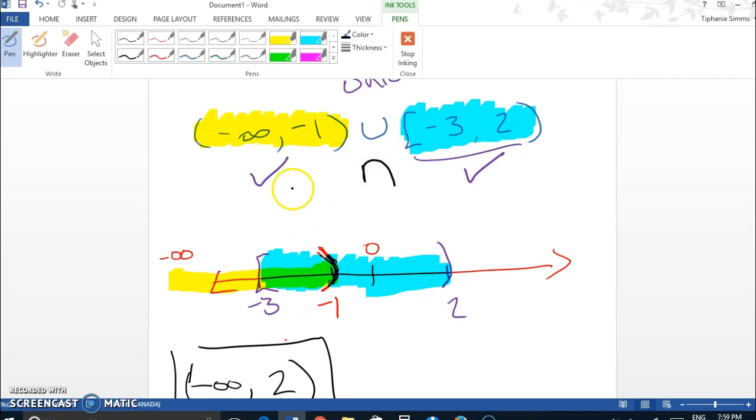Oh, by the way, one last thing: the soft brackets or parentheses mean that the value is not included. The hard brackets here mean the opposite. So this is negative 3, negative 2, negative 1, 0, 1, and that's it. There's no 2 because that has a soft bracket. Okay, hope that helps. Shoot me an email if it doesn't.